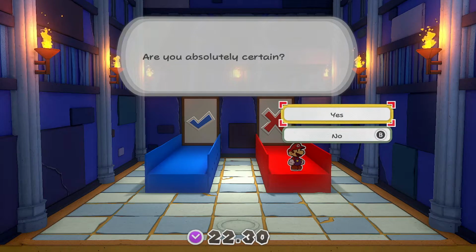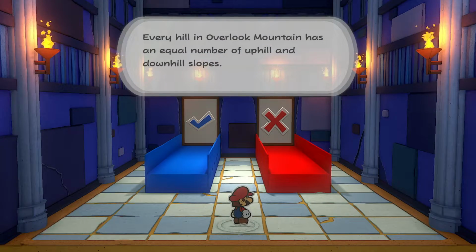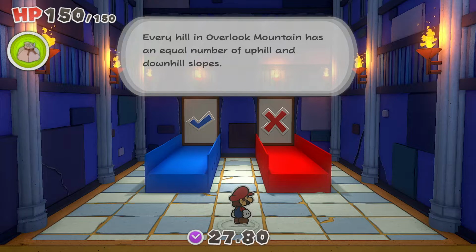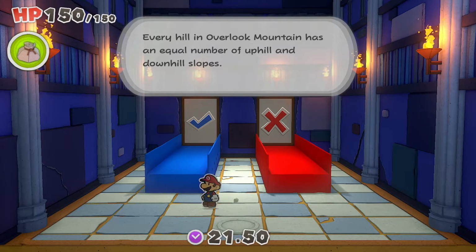And then the second question is, every hill in Overlook Mountain has an equal number of uphill and downhill slopes. Well, that's the same for all slopes. All slopes have an uphill and a downhill slope eventually, so that was correct.